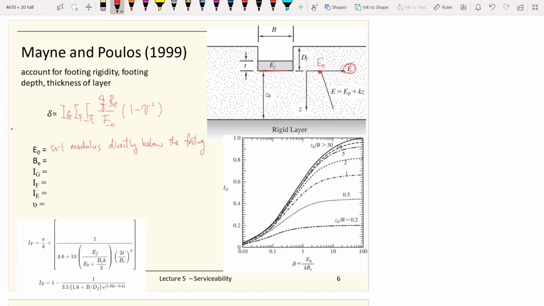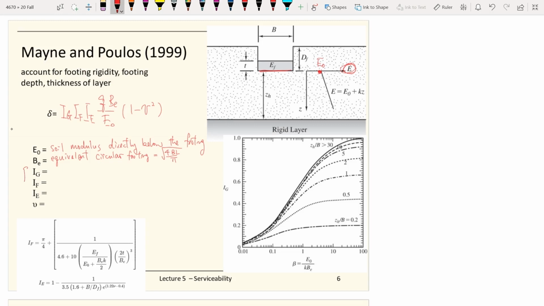So this method not only works for circular footing, but when you have a square or rectangular footing, you will transform it into a circular footing with these parameters. This is the equivalent circular footing, equal to the square root of 4 times base times length divided by pi.